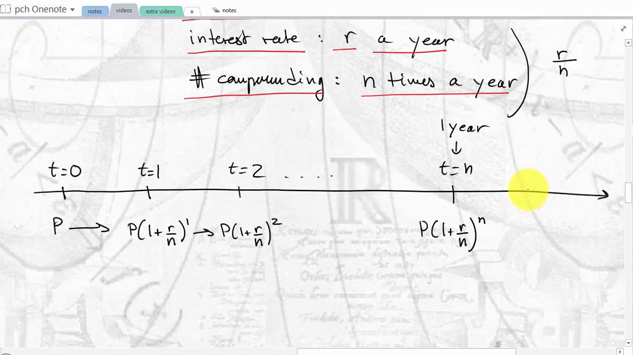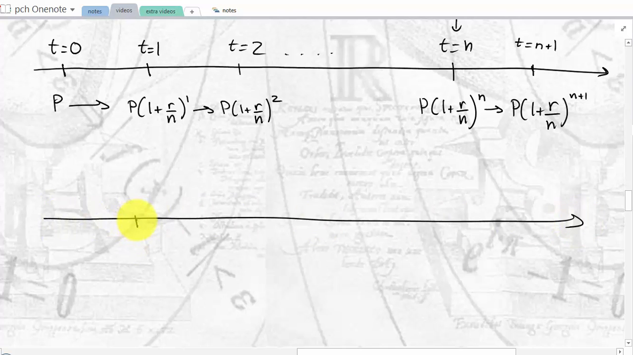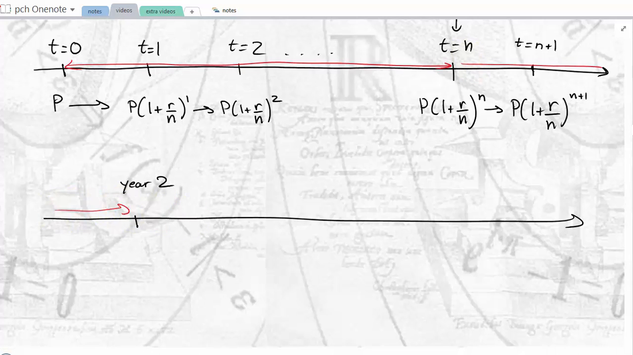Then what happens afterwards? Well, at the next compounding period, you're entering the second year, right? So the next compounding period is N plus 1, so you're going to have P times 1 plus R over N to the power of N plus 1. Let me pick it up directly at the end of year two. How many compounding periods did you have? Well, you have N compounding periods in 1 year. So in 2 years, you're going to have 2N compounding periods. You've compounded 2N times. So here it's going to be P times 1 plus R over N to the power of 2N.